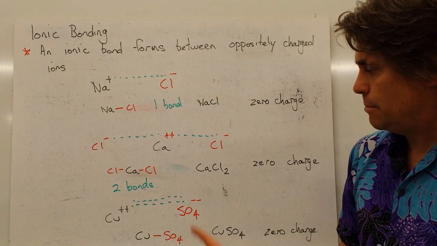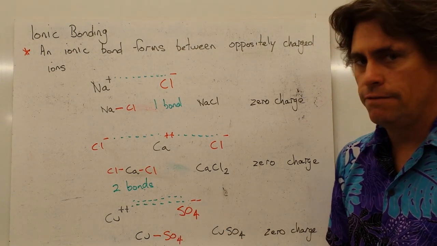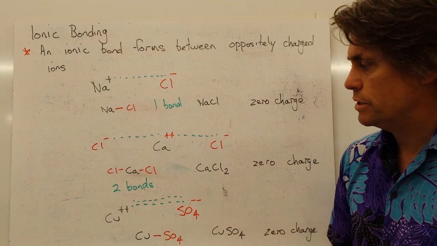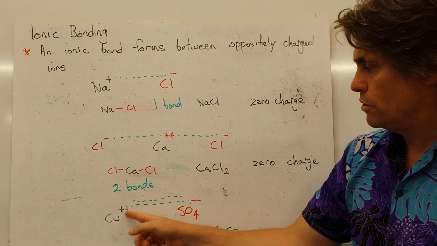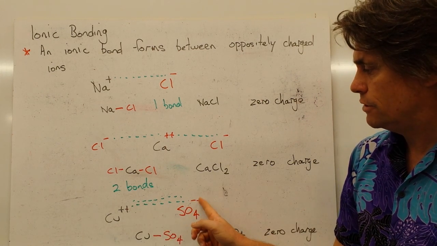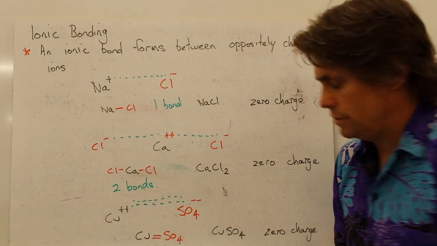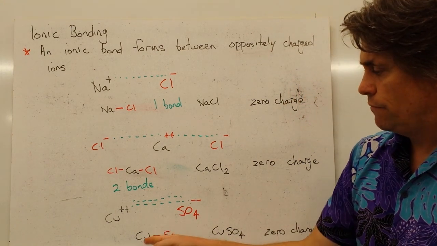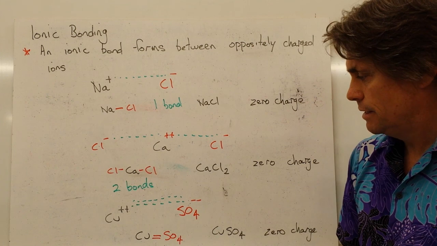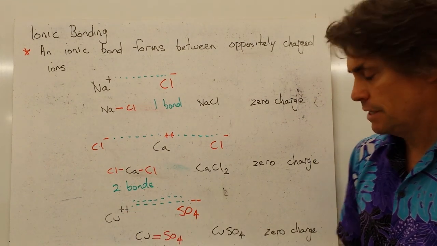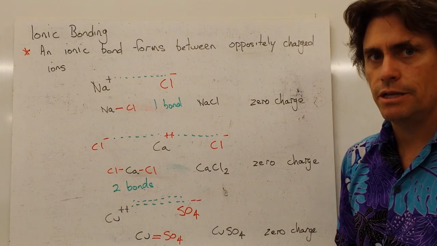Now our last example, we have a radical. It's a sulfate radical. And we have a copper ion that's got 2 positive charges. The 2 positives will be attracted to the 2 negatives. So we actually form 2 bonds in the system. So we form the molecule copper sulfate. And once again, because our positives neutralise our negatives, we have 0 charge on the copper sulfate.